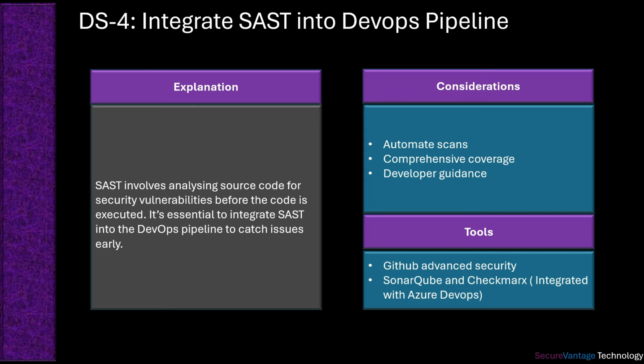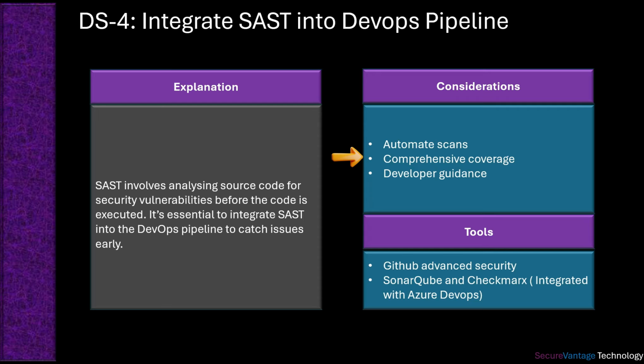Fourth, DevOps processes: integrate static application security testing into the DevOps pipeline. SAST involves analyzing source code for security vulnerabilities before the code is executed. It's essential to integrate SAST into the DevOps pipeline to catch issues early. SAST stands for Static Application Security Testing. What are the considerations that you can provide in this process?